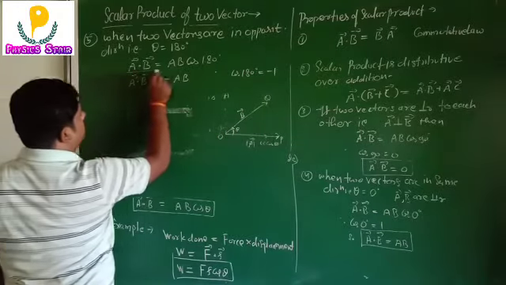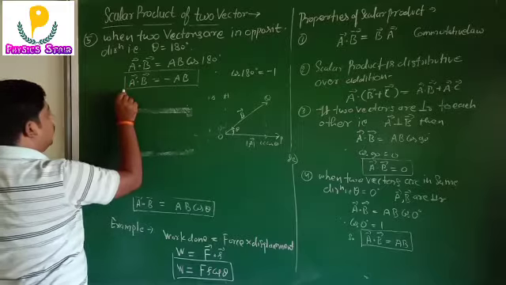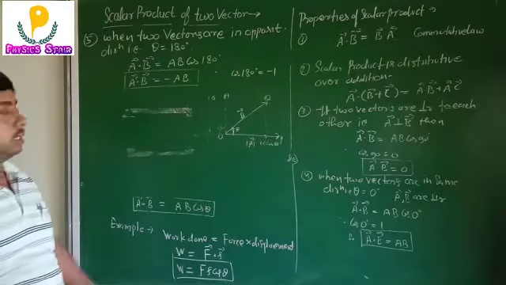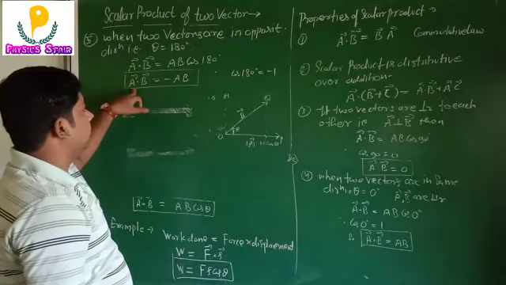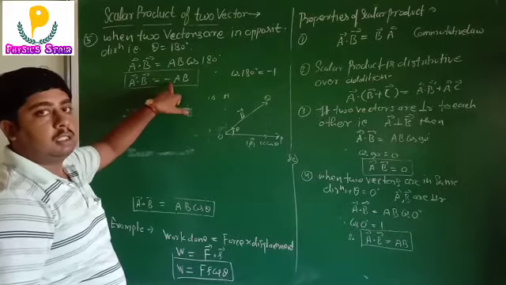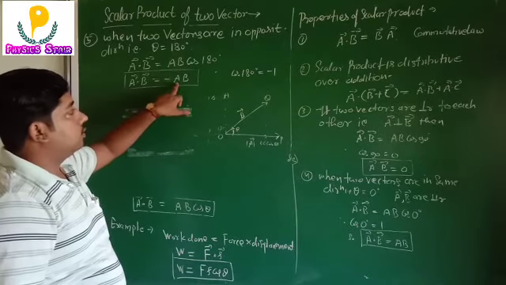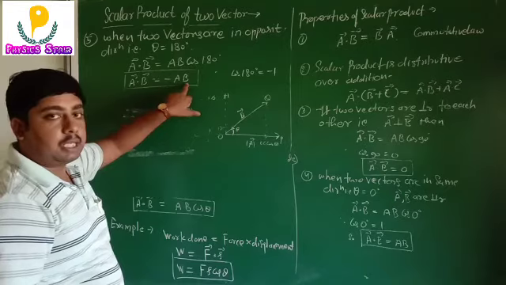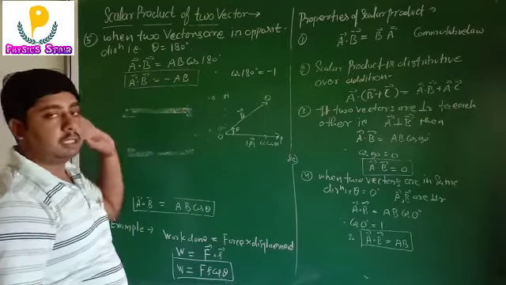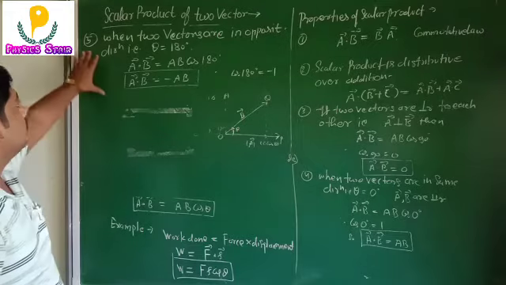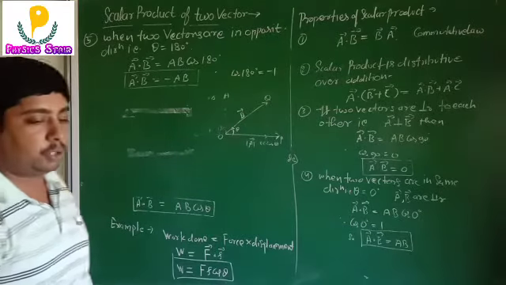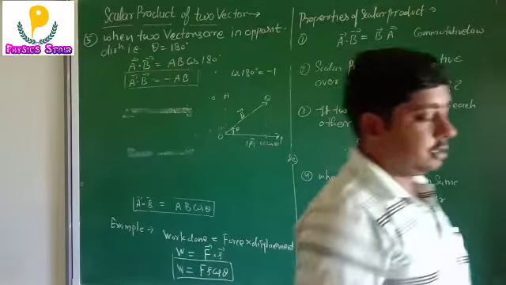So when the two vectors are in opposite direction but parallel to each other, the scalar product of the two vectors is equal to the product of the magnitudes of vector A and vector B, but in the negative direction. This is the fifth property of the two vectors.